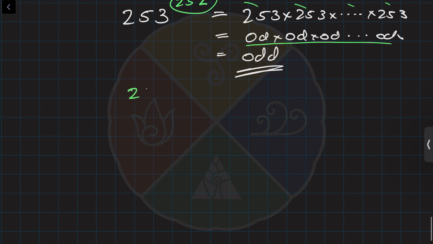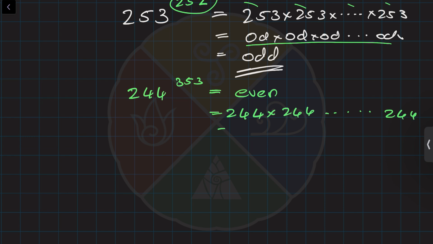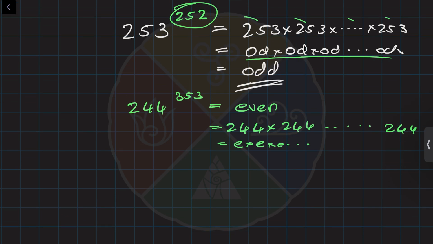Similarly, 244 raised to 353, what will it be? Even or odd? It's going to be even. Why? It is simply 244 into 244 into blah blah blah till 244. It's basically even into even into even into even. It's going to be even. The only thing which you have to note is that whenever power is coming, you only have to look at the base. If it is odd, the result also will be odd. If it is even, the result also will be even.